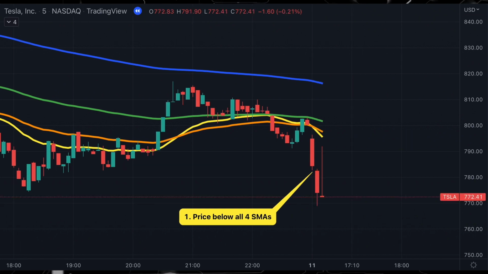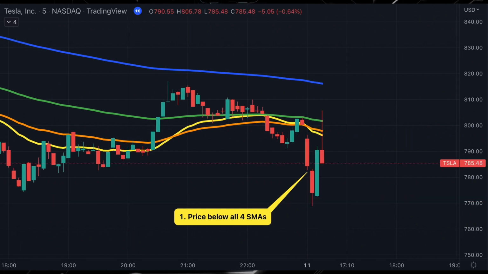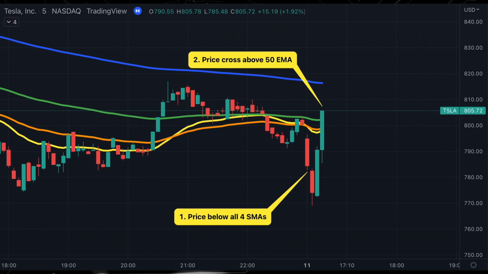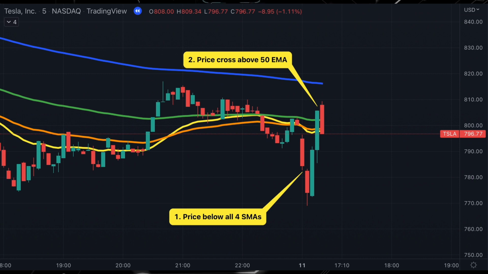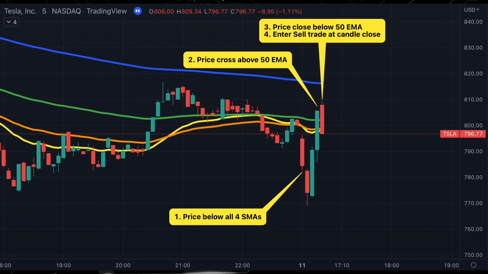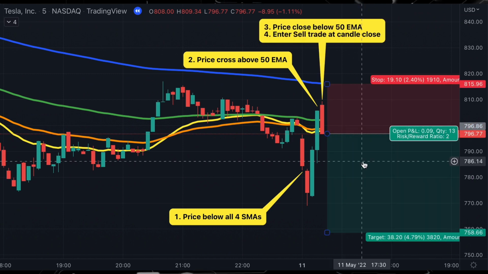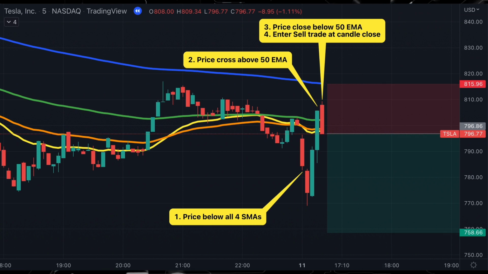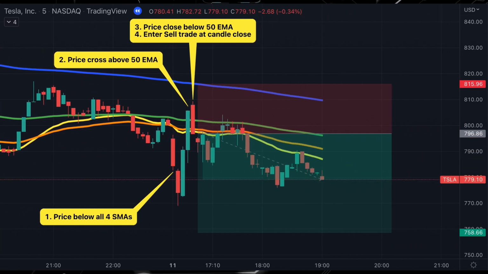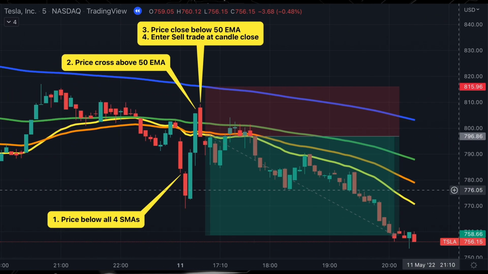From the chart, we noticed that the price did a pullback into the 50 moving average. We will wait for the price to exit and close below the 50 moving average. Once this happens, we will enter a sell trade at the close of the candle. We will set the stop loss at the 200 moving average and use a 1:2 risk to reward ratio. This trade eventually turns out to be a winner.